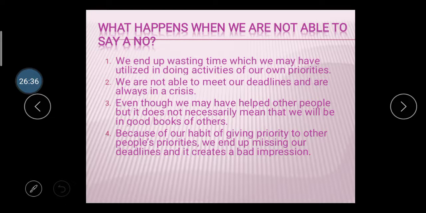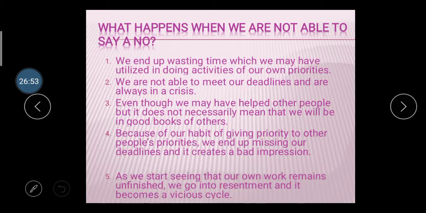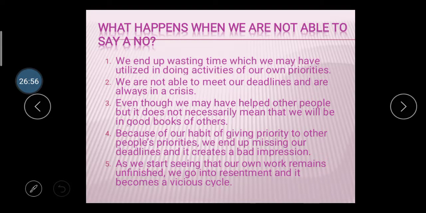Some people always help others and cannot do their own work at that time, so they cannot meet the deadline and cannot complete the task within it, and it creates a negative impact on the employer's overall impression of their performance. Then, as we see our own work remain unsatisfied, we go into resentment and it becomes a vicious cycle. Sometimes people help others and cannot work on their task effectively, and it creates double the working time.